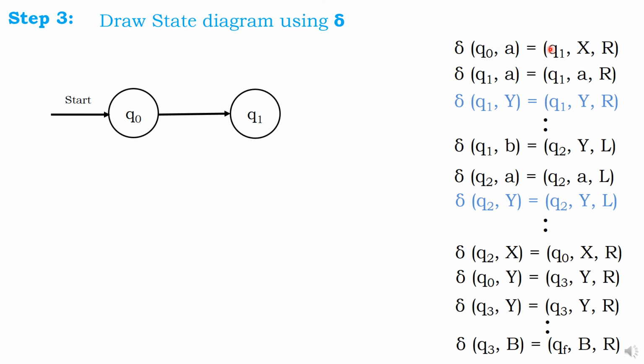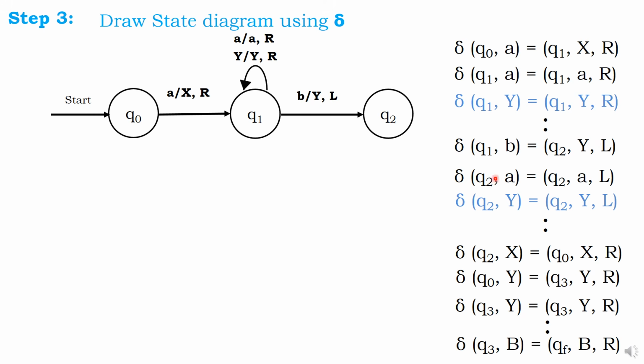Q0 is becoming Q1. A slash X comma R. Next, Q1 becomes Q1, a self loop. A slash A comma R. Y slash Y comma R. Done. Q1 becomes Q2. B slash Y comma L.